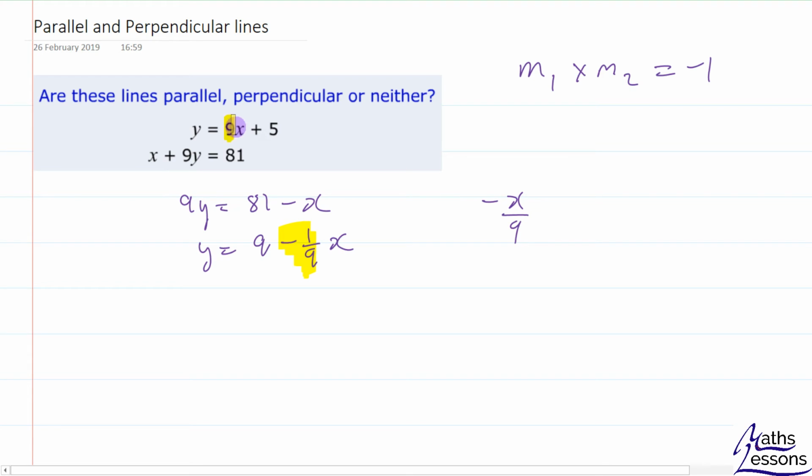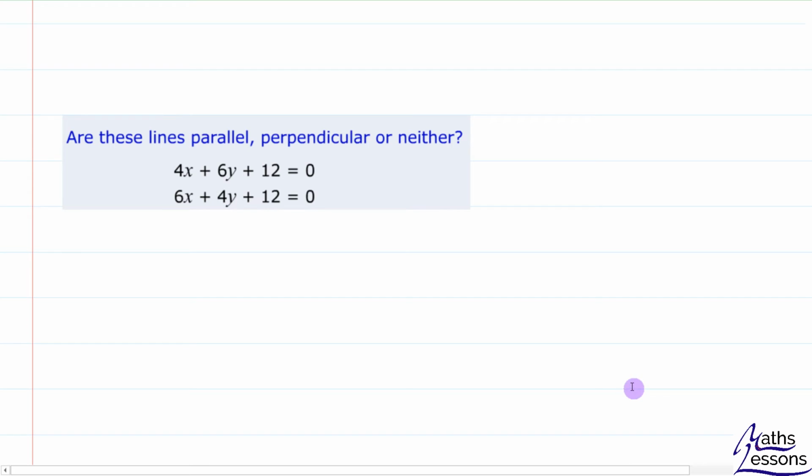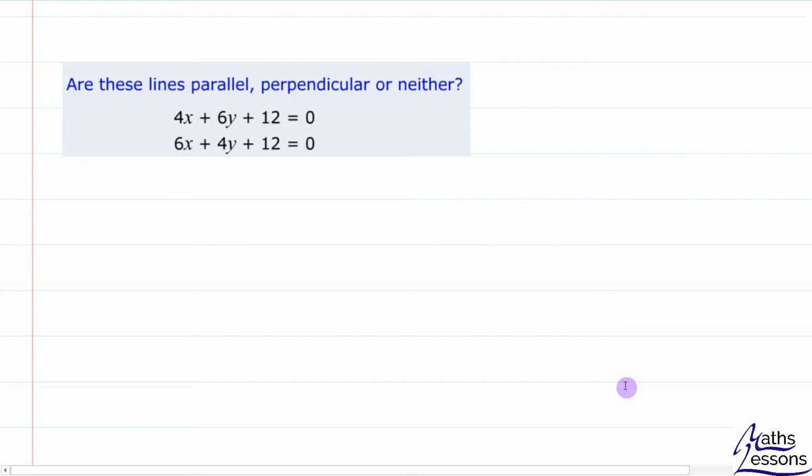Our gradient here is 9. So if we do minus 1/9 times by 9, we get minus 1. So therefore, they are perpendicular, because their gradients times together to give us minus 1. Right, do the same on this one.